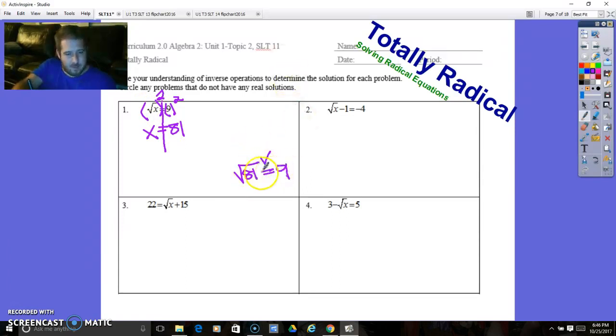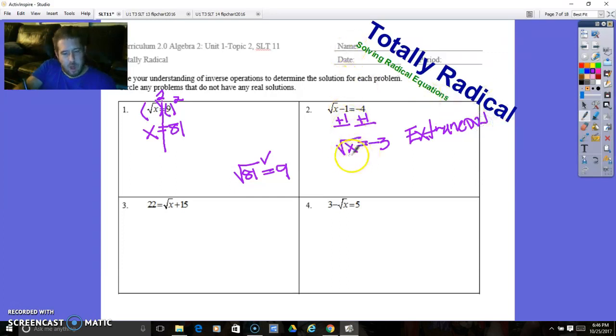Had this not made sense, then it would be extraneous, which means it's not really an actual answer. Because the square root of a number can never be a negative. So that's the reason why when you solved it, it might not have worked. So if I add 1 to both sides here, that gives me the square root of x is equal to -3. Now, just like I had said before, the square root of any number can never be a negative. So this is going to be an extraneous solution.